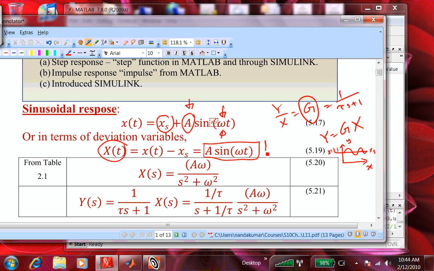Now you take the Laplace transform of this forcing function capital X. What you're going to get is the forcing function in the Laplace domain. And this you just look it up in the table in an exam, or if you have MATLAB access, you just throw A sine omega t at MATLAB. You ask it to take the Laplace transform of that. It will give you this A omega divided by S square plus omega square. That is the Laplace transform of the input.